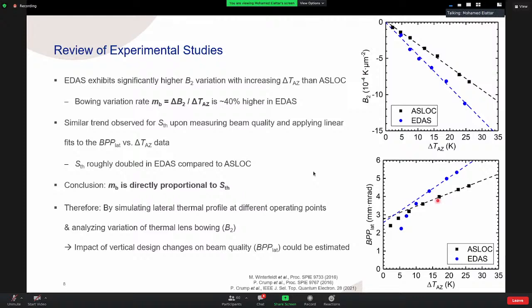So what we can deduce from this is that there is a direct proportionality between this MB, which is the bowing variation rate, and the thermal slope. So what does this mean? It means that if we can simulate the lateral thermal profile at different operating points for any vertical structure, and then analyze the variation of the thermal lens bowing, as we do here, we can estimate the impact of any potential vertical design change on the lateral beam quality.